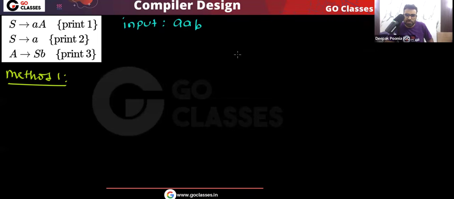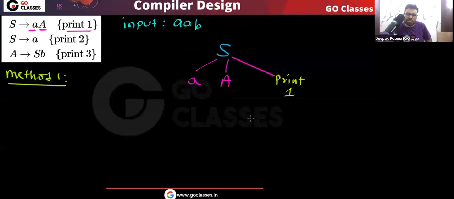The root node of the parse tree is the start variable, that is S. We want aab, so this S will go to a, print 1. Notice one thing in this general method, where we make nodes for semantic actions also: you treat the semantic action like a terminal. So this S will go to a, print 1. Let me use a different color for the semantic action to indicate that this is a semantic action.